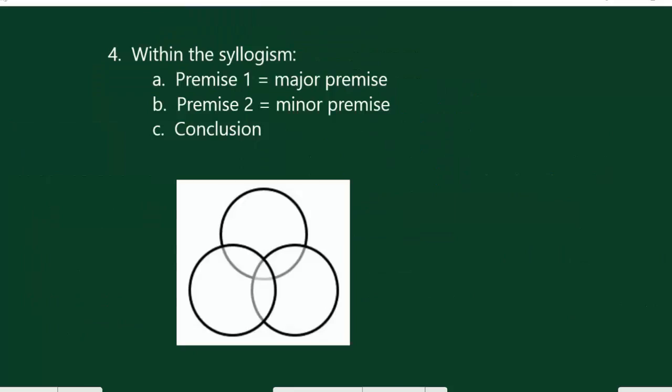And 4, when we give the categorical syllogism, our first premise is going to be what's called the major premise. The second premise is what we call the minor premise. And then we'll have our conclusion.